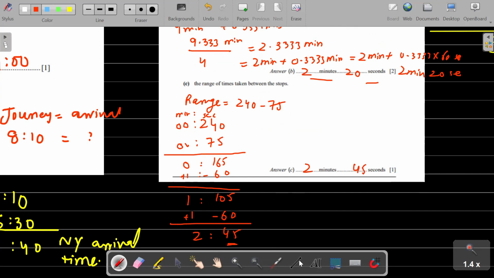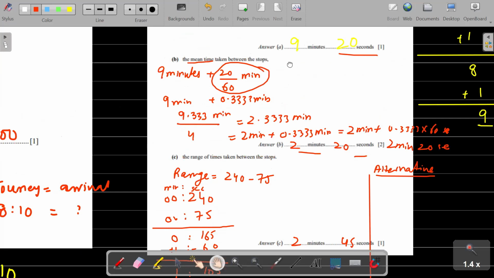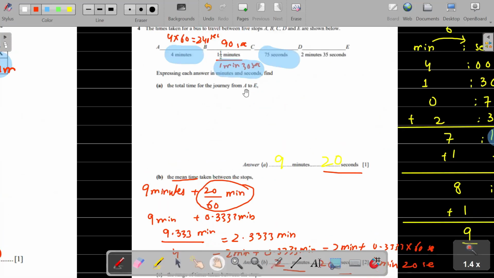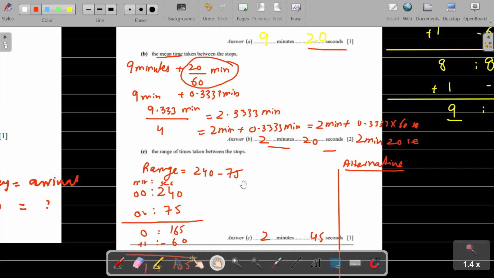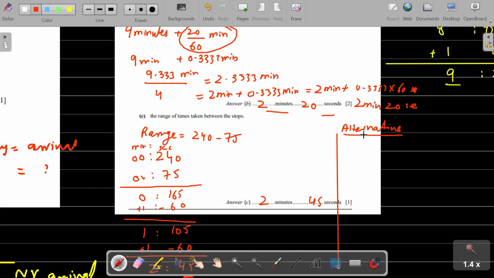Now let me help you to solve this question with an alternative. Okay. You will find it easier as well. It will be your choice to choose any method. So according to the alternative, what are we going to do? I told you before, to calculate range, we have to take the higher value and subtract the lower value from it. Okay, higher value is 4 minutes and lower value is 75 seconds. Look now. The higher value was 4 minutes and 0 seconds, and the second value was 75 seconds and 0 minutes. Now what are we going to do?